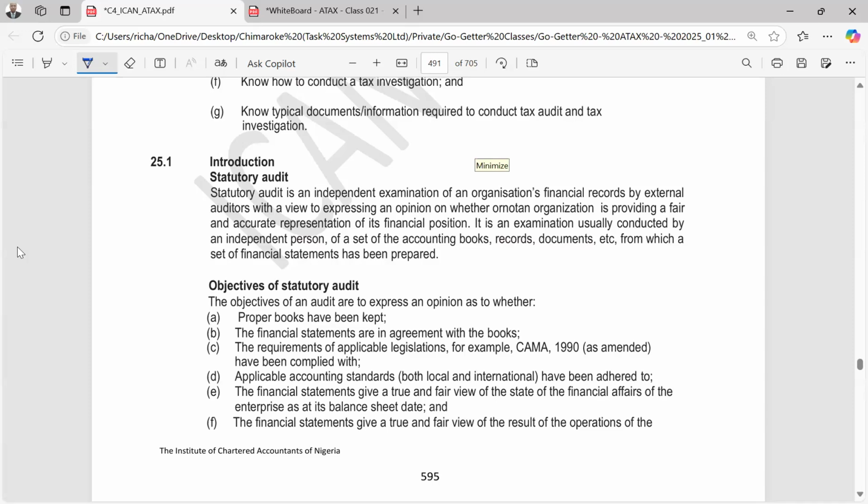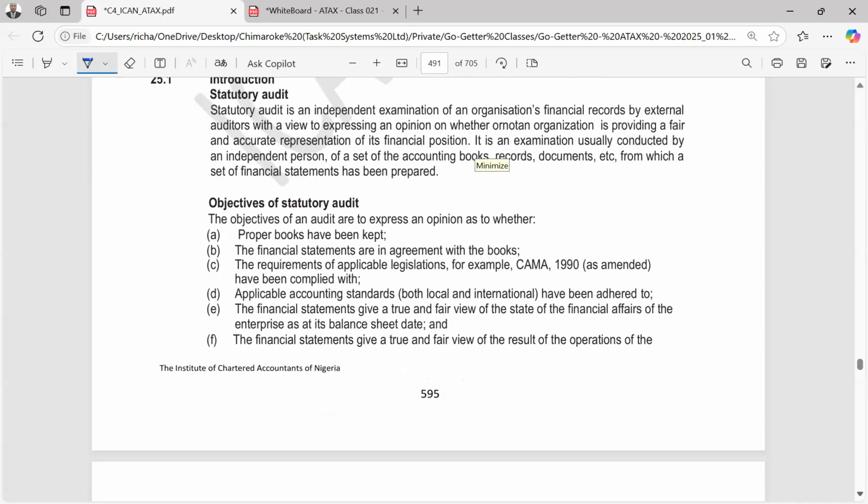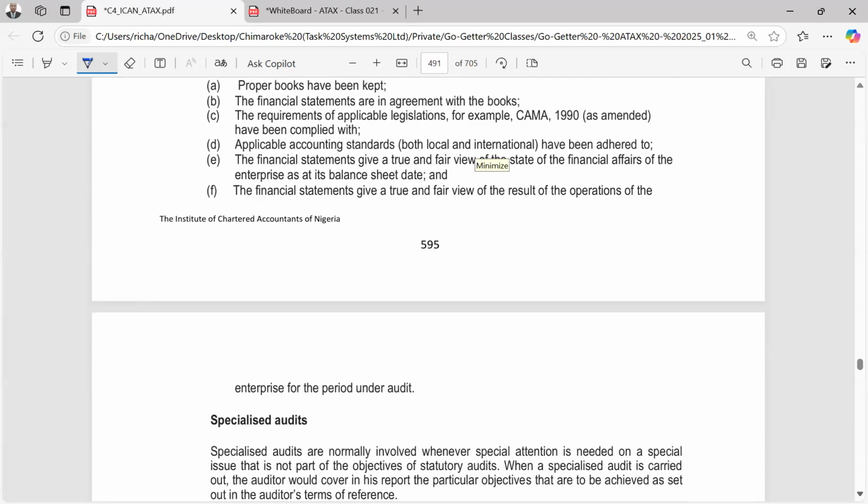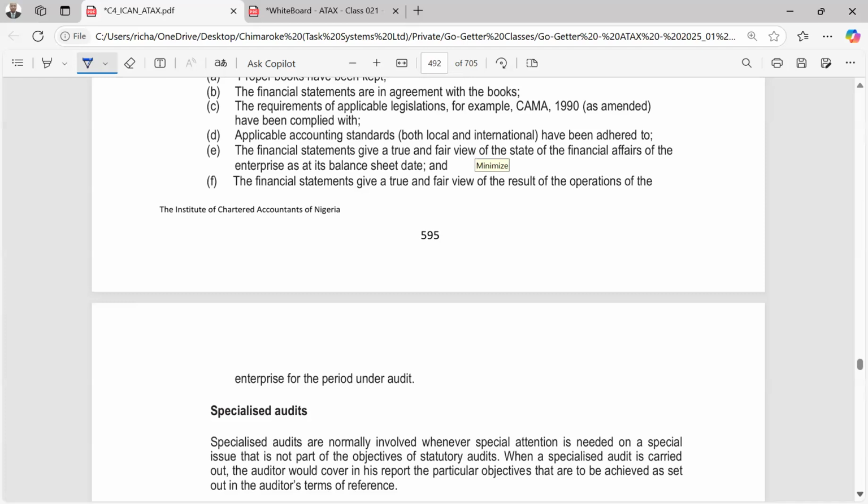Then when everything has been checked, does this give a true and fair view of the state of the financial affairs as at the balance sheet date? So is it a true picture? Is it a true picture of what has happened in the company? These are some of the things that the statutory audit will do.